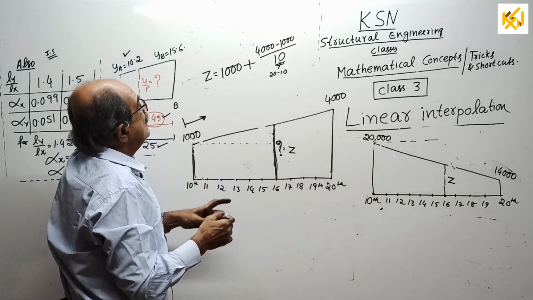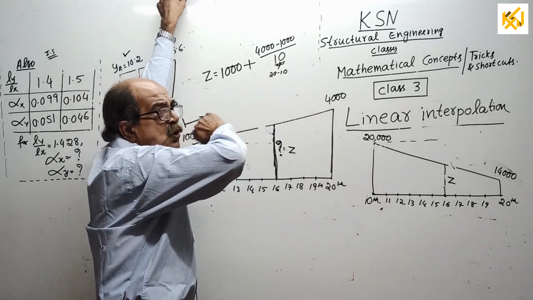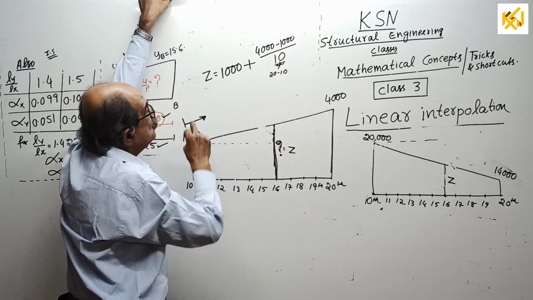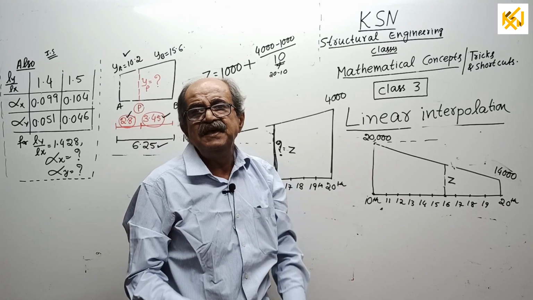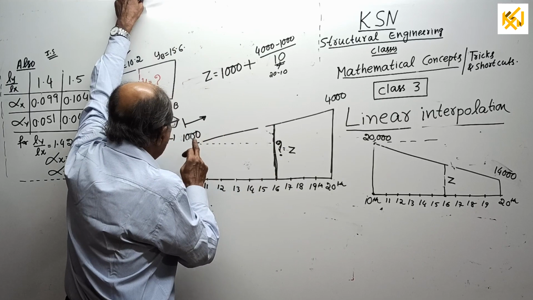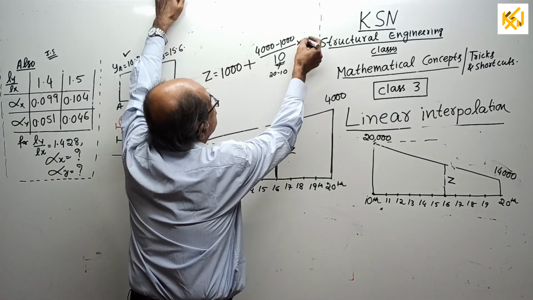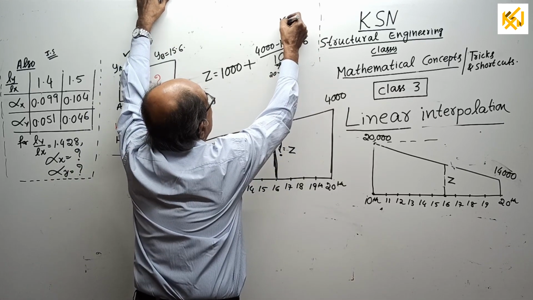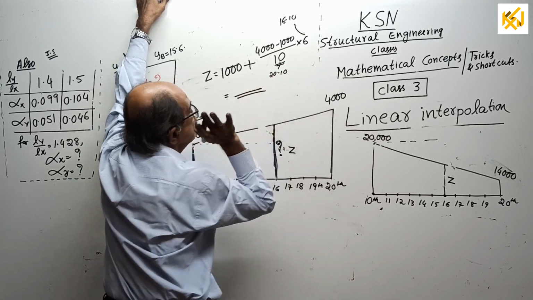Okay, then 4000 minus 1000 is the total increase. That is the increase for 10 days. So when you divide by 10, you are getting the increase for 1 day. But you want the increase for 6 days, so multiply by 6. How did you get 6? You got 6 by 16 minus 10. That's how you get the answer.